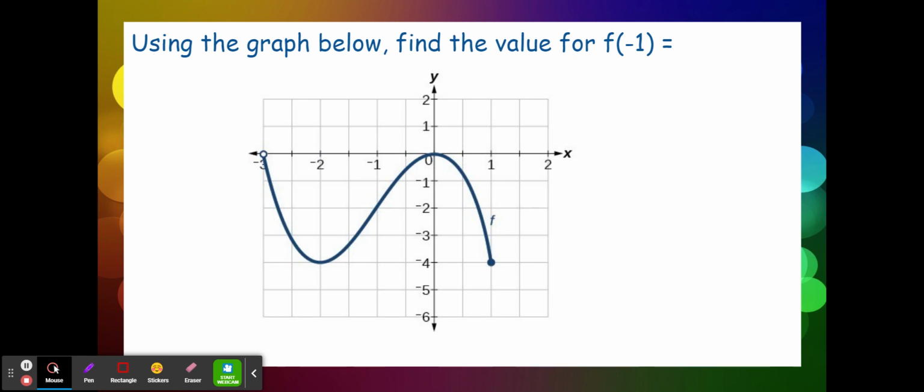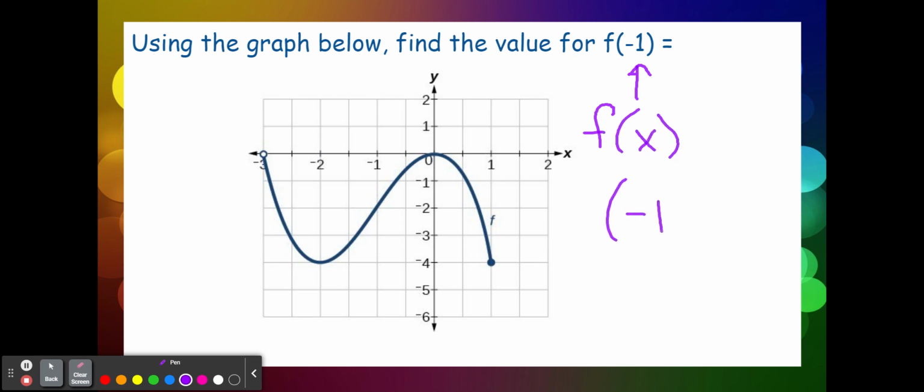Next one, same graph. It says find the value for f of -1. So again, this is a little bit different because this time it's giving you the value in the parentheses. So that's telling you the x value. So x is -1. Let's find where our x value is -1. So our x value of -1 is here. Where does that pass our line? It passes here. What is the y value there? Well, the y value is -2.